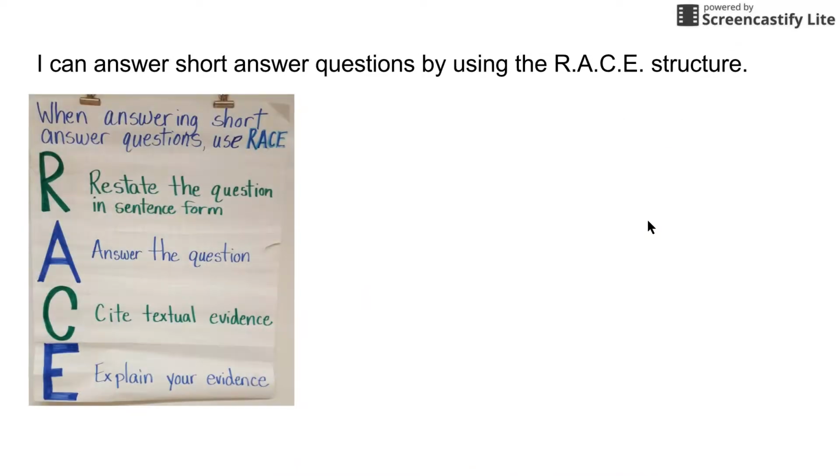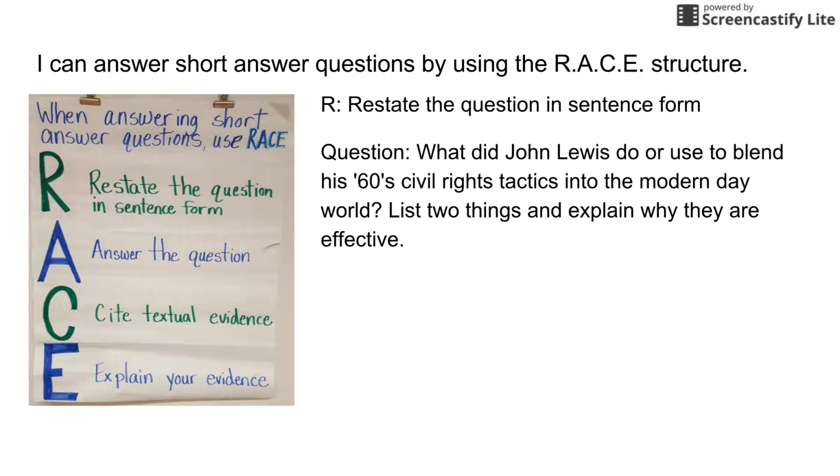So to begin, we're going to practice a quick review of RACE. Restate the question in sentence form. So the question is, what did John Lewis do or use to blend his 60s civil rights tactics into the modern day world? List 2 things and explain why they are effective.